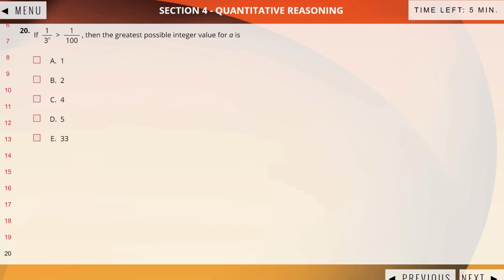This one. 1 over 3 to the a is greater than 1 over 100. And the greatest possible value for a is, well, a to the 4, right? Because 3 to the 4 is 81. Good to know some of these off by heart. 3 to the 4 is 81. And 1 over 81 is greater than 1 over 100. 1 over 100 is a smaller fraction. But if we made it 5, 1 over, what is that? 243 is not greater than 1 over 100. So the answer would be 4. That's the biggest integer value that we can fit in there.